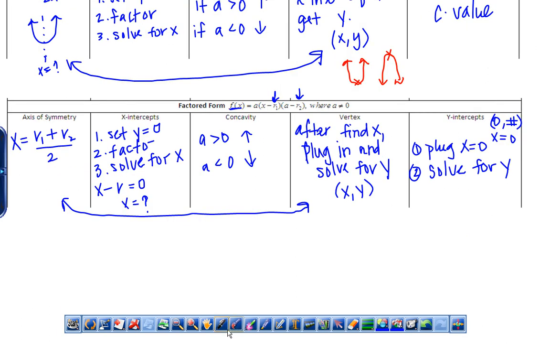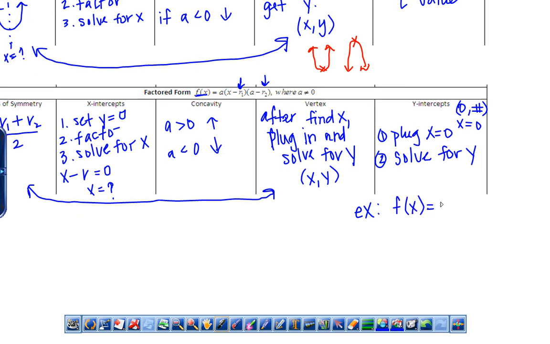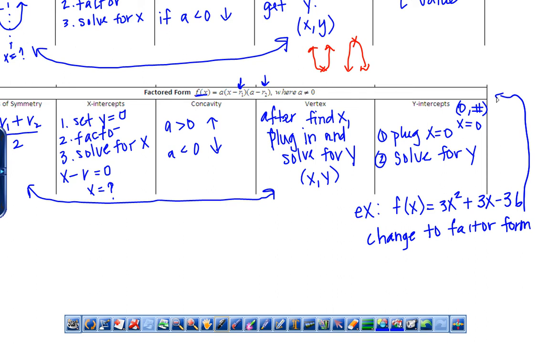There is not a problem on the homework on this, so I'm going to give you an example that would be nice for you to work. You've been doing these, so it's not a big deal if you don't do this. If you take f of x equals 3x squared plus 3x minus 36, I would suggest you change it to factored form. So in the end, it should look like this right here. Basically, you're just taking this function and factoring it, which is what you've been doing.